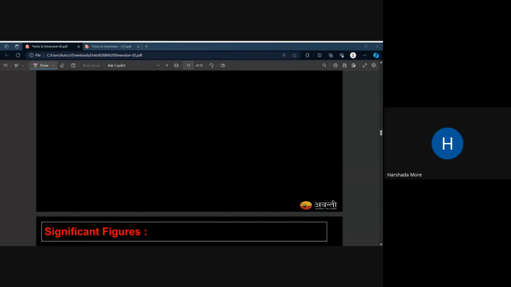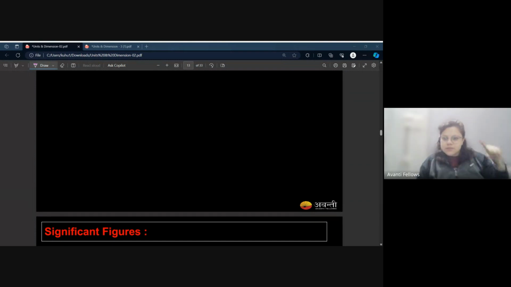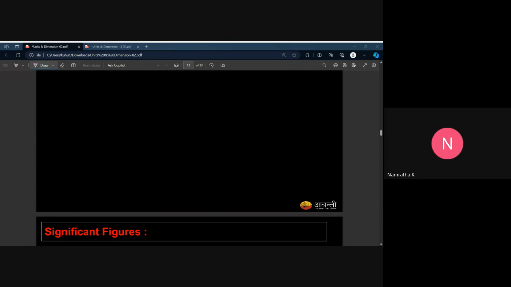All the non-zero digits. Okay, Namrata is a new one. Namrata, please tell us. The reliable digit plus the first uncertain digit are known as significant figures.